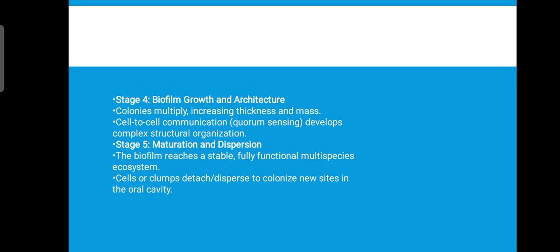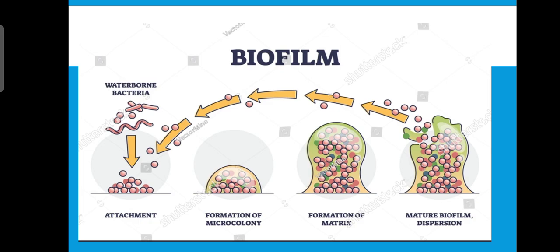Now, biofilm growth and architecture. Colonies multiply, increasing thickness and mass. Cell to cell communication develops, complex structure organization हो जाती है. फिर ये biofilm mature हो जाती है. It reaches a stable, fully functional multi-species ecosystem. And then they find in oral cavity, they find different sites और वहाँ पे ये caries करती हैं.